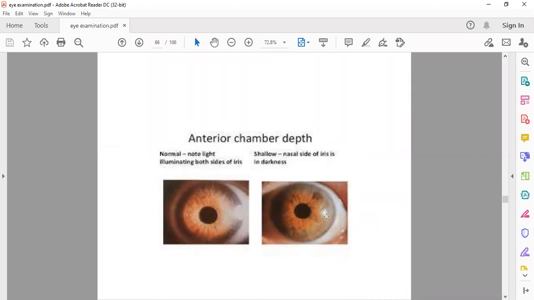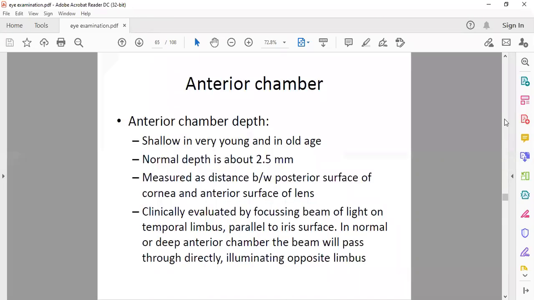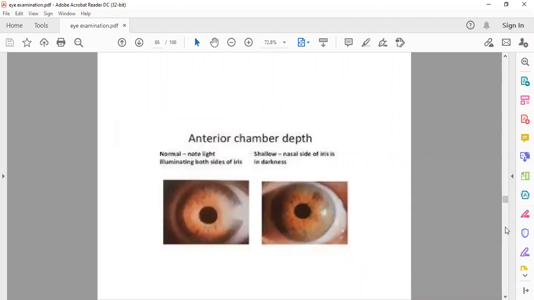अभी इतना कुछ इसमें क्यों देखने का है? Why do we want to see anterior chamber depth? Because in patients with shallow anterior chamber, there is a risk of angle closure glaucoma, and in angle closure glaucoma also the anterior chamber is shallow. That's why we want to check the anterior chamber depth. What are the causes of shallow anterior chamber? They include hypermetropia. In patients with plus power, the anterior chamber is shallow. Then narrow angle or angle closure glaucoma. These are the two causes of shallow anterior chamber.